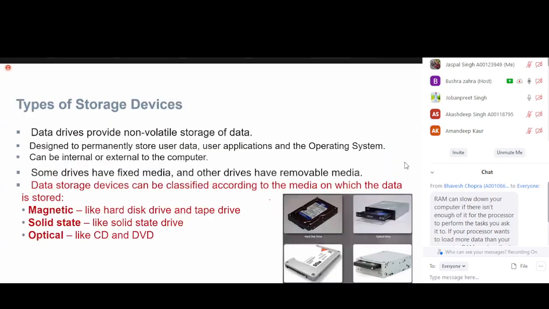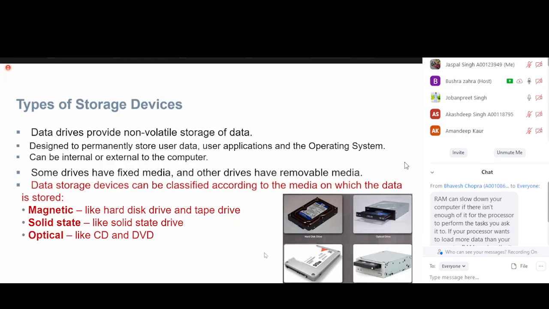So storage devices: we have magnetic type, solid state, or optical. Which one are you more familiar with? Magnetic, solid state, optical, or all of them? All of them. Okay, so you may have all of them inside your system, right?